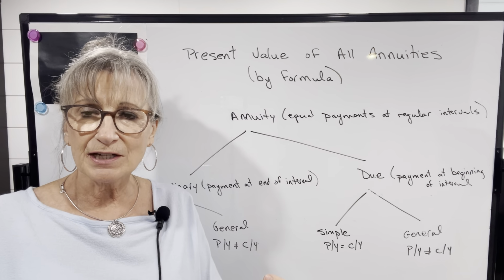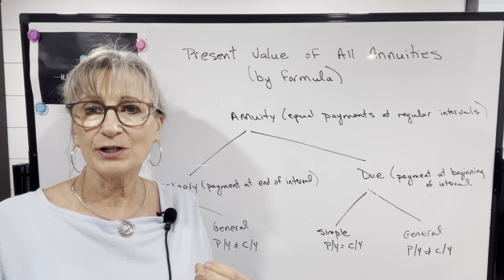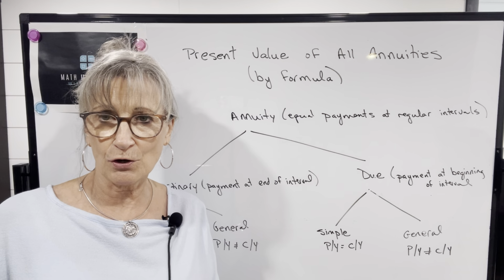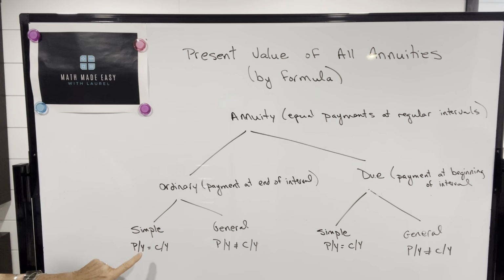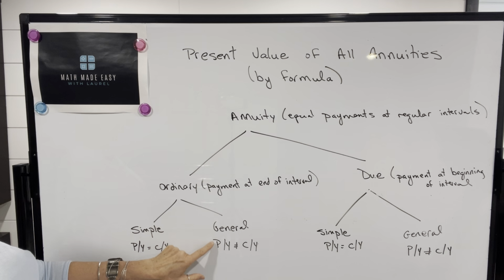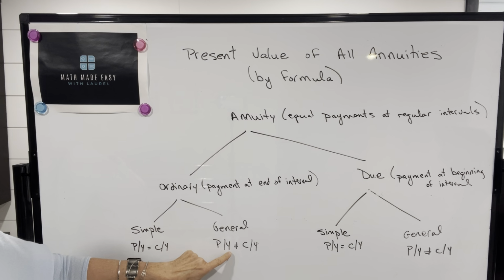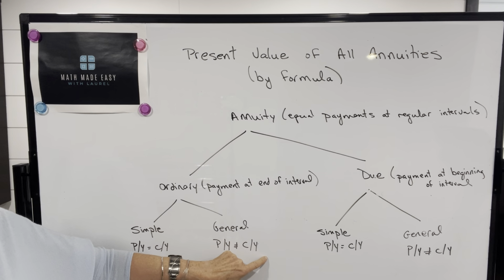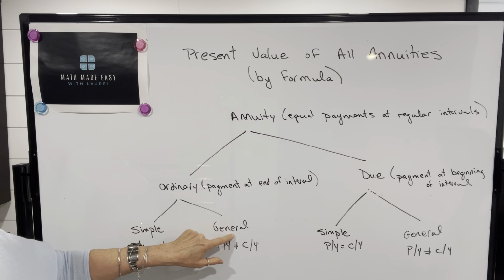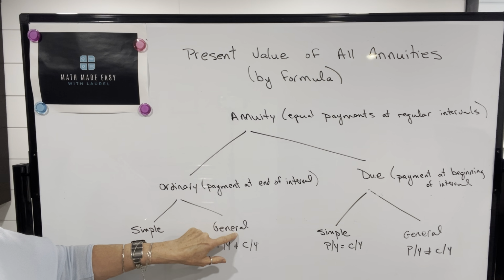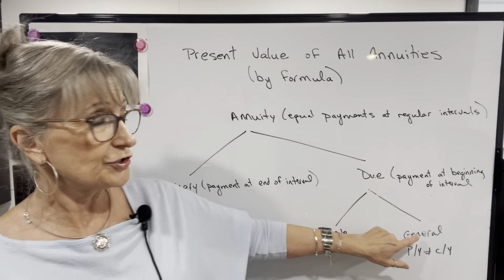And then each of those types is further divided depending on the frequency of the payments and the frequency of the compound periods. If those frequencies are equal, so for example, if it's monthly payments and monthly compounding, then it's called simple. Same thing for annuity due. On the other hand, if the number of payments per year is not equal to the number of compound periods per year, it's called a general annuity. So you can have an ordinary general annuity or a general annuity due.